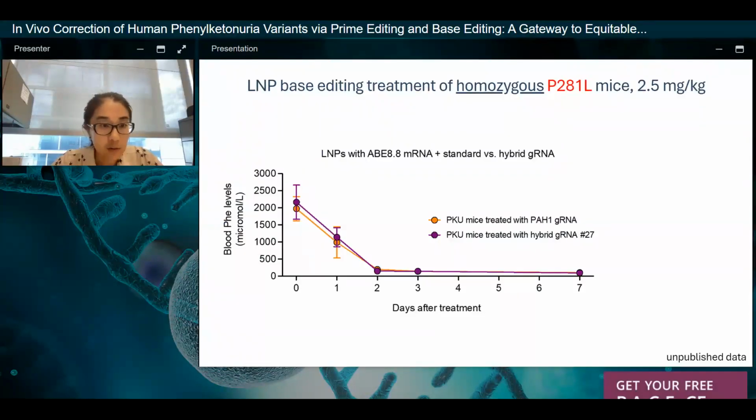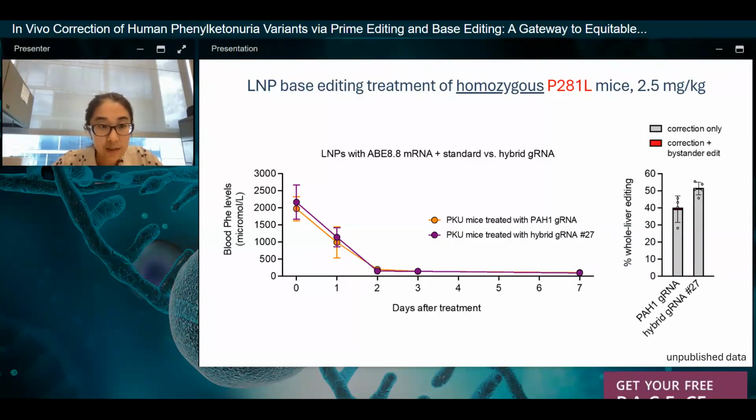We tested LNPs with ABE8.8 messenger RNA and the hybrid 27 guide RNA in PKU mice, and we found it works just as well to reduce blood Phe levels as the standard guide RNA. The hybrid guide RNA actually shows better whole liver editing with a mean of 51% compared to 39% with the standard guide RNA. This also, as a bonus, appears to reduce bystander editing, which you can barely see there in red.